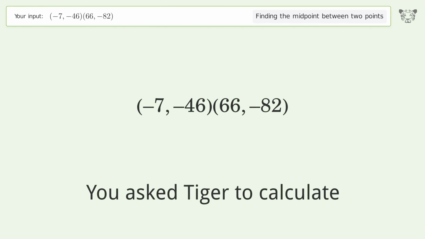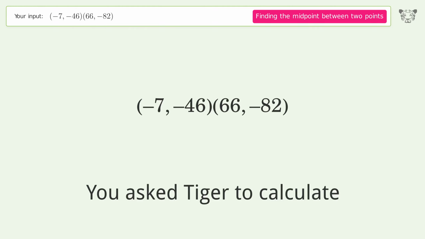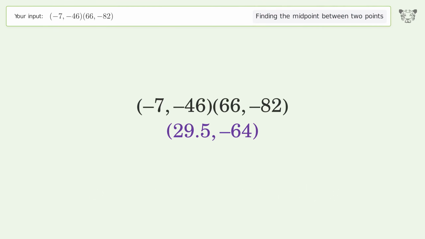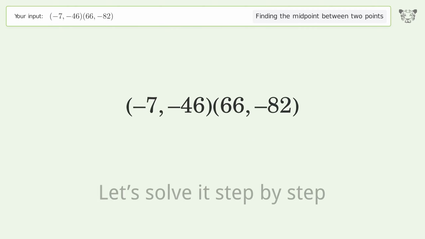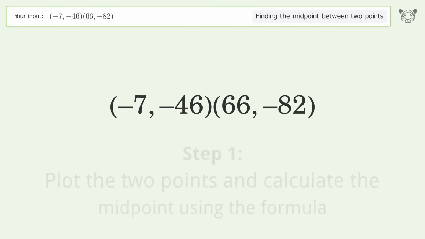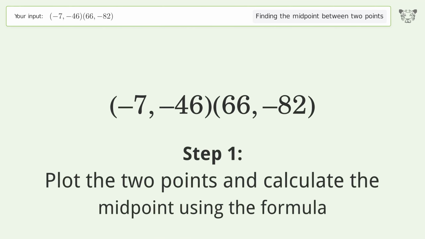You ask Tiger to calculate. This deals with finding the midpoint between 2 points. The midpoint between the 2 points is 29.5, -64. Let's solve it step by step. Plot the 2 points and calculate the midpoint using the formula.